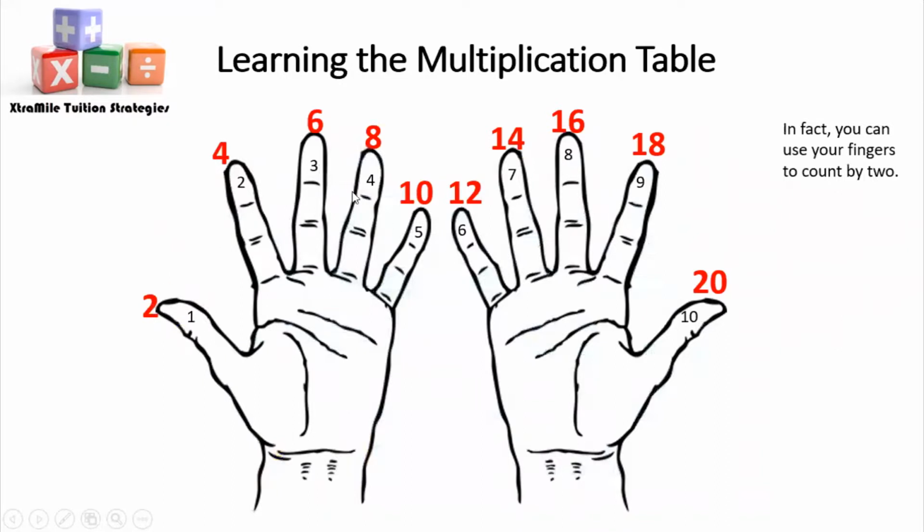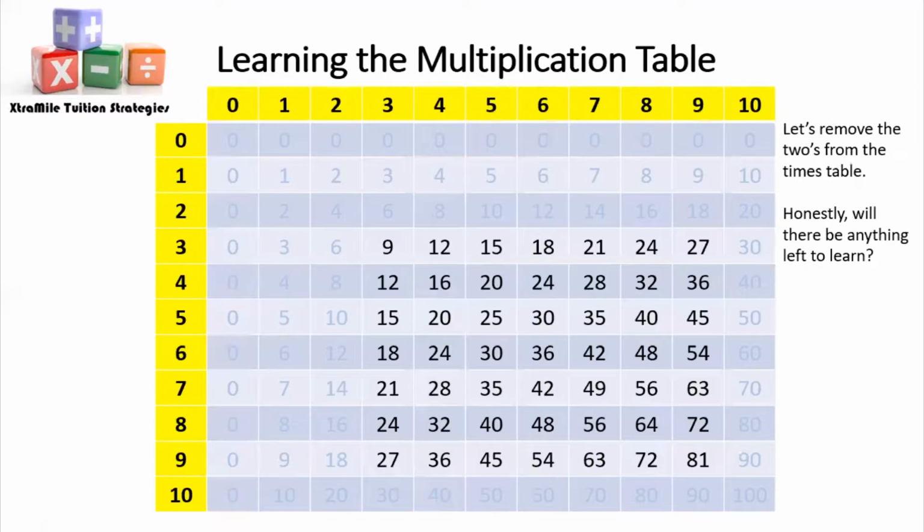2, 4, 6, 8, 10, which means that 2 times 1 is 2. 2 times 2 is 4. 3 times 2 is 6. 4 times 2 is 8. 5 times 2 is 10. And you can do this all the way up to 20. 2, 4, 6, 8, 10, 12, 14, 16, 18, 20. 2 times 9 is 18. Let's remove the 2 times table because honestly, it's really quite easy to learn.